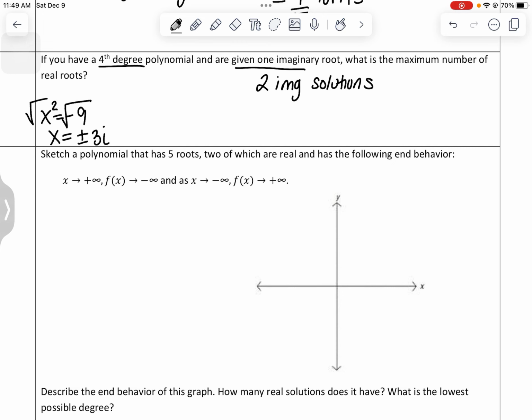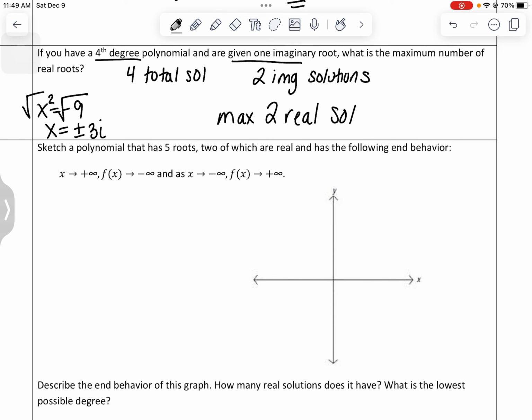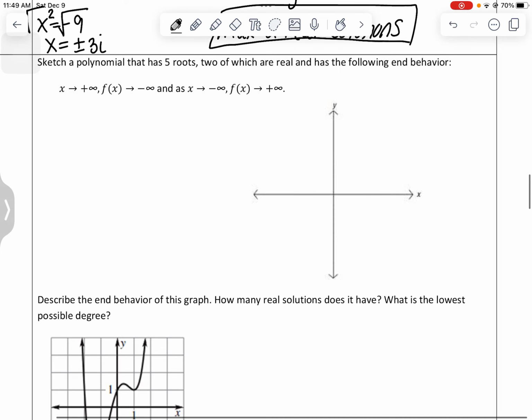So if you have two imaginary solutions and it was a degree of 4, so you have 4 total solutions, that leaves me with a max of 2 real solutions. And that would actually be my only possibility here, because you could not have 3 imaginary solutions and 1 real, because imaginary solutions are always going to be an even amount. They have to come in pairs.